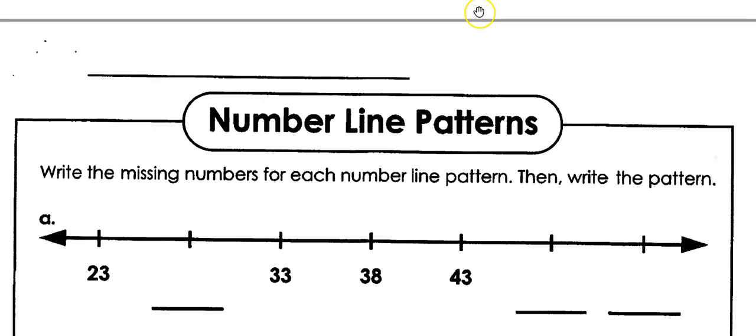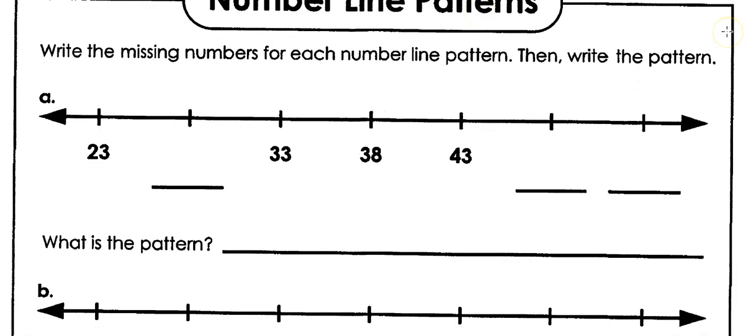So then now, here, it says write the missing numbers for each number line pattern. Then write the pattern. Well, how do I get from 33 to 38? Not counting by 1, that's for sure, because after 33 is 34. So what I need to do, I need to go ahead and take 38. I'm going to write it right here so I can see 38 minus 33. 8 minus 3 is, hopefully somebody said 5. You're right, that's 5. And then 3 minus 3 is 0.